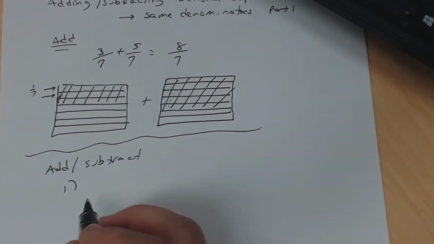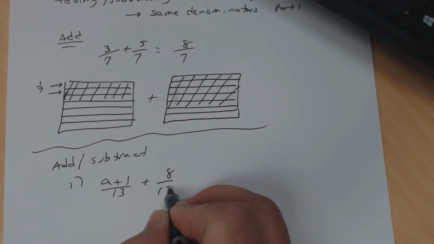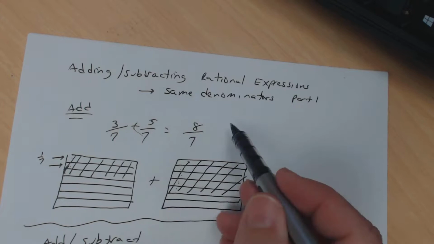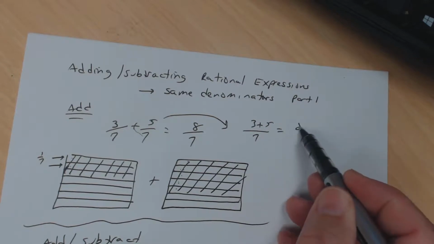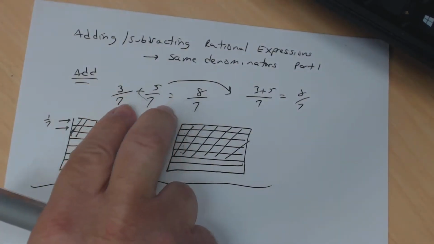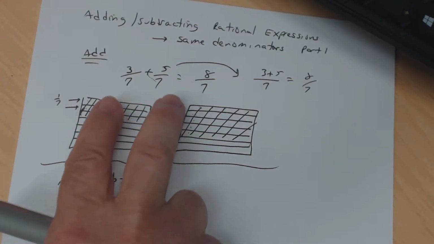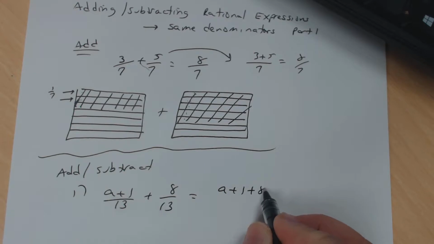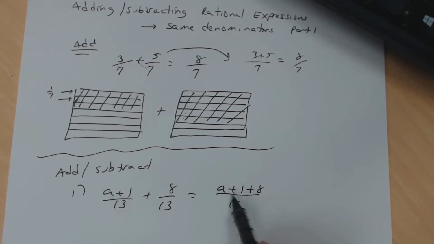Number 1, we have a plus 1 divided by 13 plus 8 divided by 13. What you could have done also, and I should have mentioned it, is say 3 plus 5 over 7, which is 8 over 7. That's how we got 8 over 7. Since these expressions involve variables, you're going to rewrite this as one fraction. So this becomes a plus 1 plus 8, adding the numerators, divided by the common denominator, 13. Then combine like terms, and you get a plus 9 over 13.